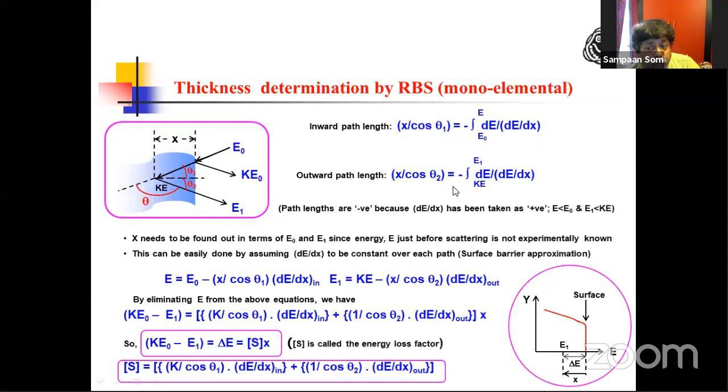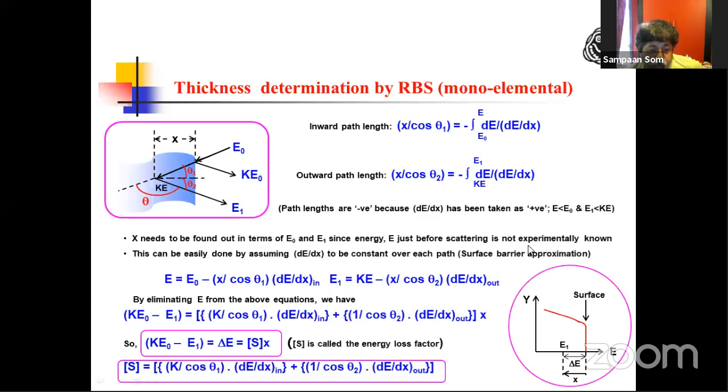Again, remember, KE was the higher energy and E1 is the relatively lower energy, because during its outward path, the scattered particles, that means the helium ions, again have lost some energy. Okay, and as a result, we can find out the energetics. When physically one can calculate, and likewise, S is the energy loss factor, and from all these values we can rather determine the X value.